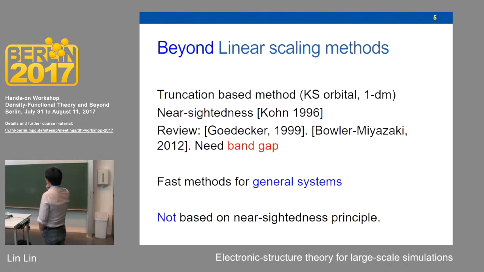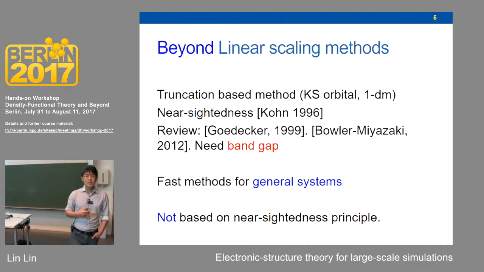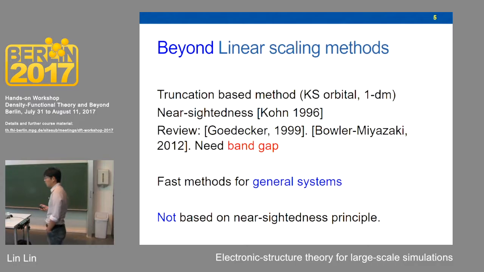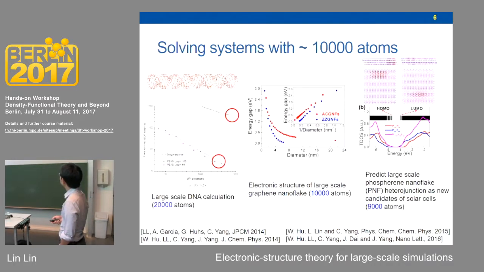And what we're interested in is methods that are beyond linear scaling methods, that may not necessarily achieve linear scaling. However, we would like to develop fast methods for general systems, and they are not based on the nearsightedness principle. And still, you can reduce either the asymptotic scaling or you can largely reduce the pre-constant.